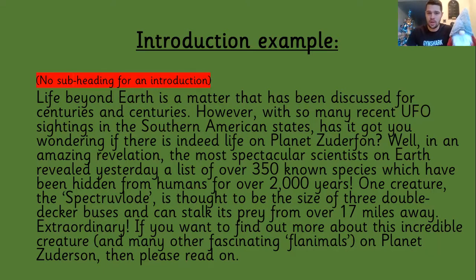So, life beyond Earth is a matter that has been discussed for centuries and centuries. However, with so many recent UFO sightings in the southern American states, has it got you wondering if there is indeed life on planet Zoodophon? Well, in an amazing revelation, the most spectacular scientists on Earth revealed yesterday a list of over 350 known species which have been hidden from humans for over 2,000 years. One creature, the spectravload, is thought to be the size of 3 double-decker buses and can stalk its prey from over 17 miles away. Extraordinary.